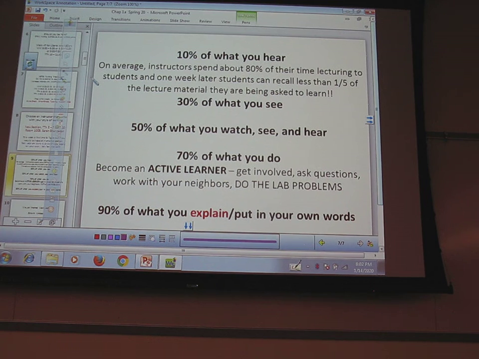30% of what you see. So if they write something up there, then that's a little bit better. 50% of what you see and hear. They kind of combine both of those, what you see and hear. And then keep going. 70% of what you do. Become an active learner. Get involved, ask questions, work with your neighbors, do the lab problems. I mean the in-class lab problems by that, the stuff we're doing in class. Because you learn math by doing math. And then the last part? 90% of what you explain or put in your own words.